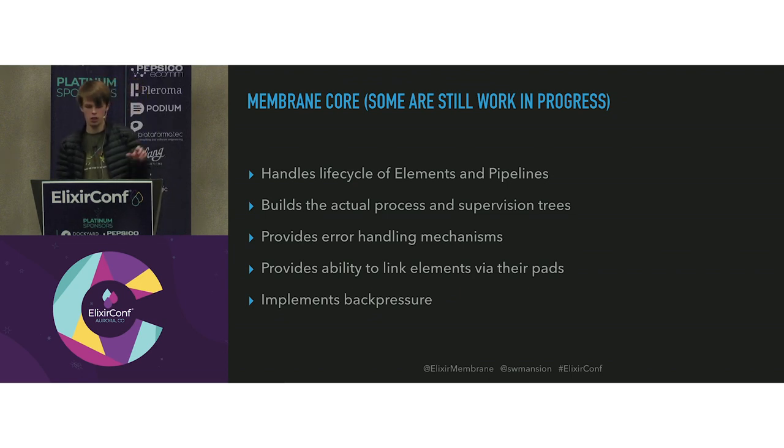So we will have two elements A and B, and A sends data with some speed. Then B is guaranteed not to receive too much data. Basically, it's implemented in a manner similar to gen state.